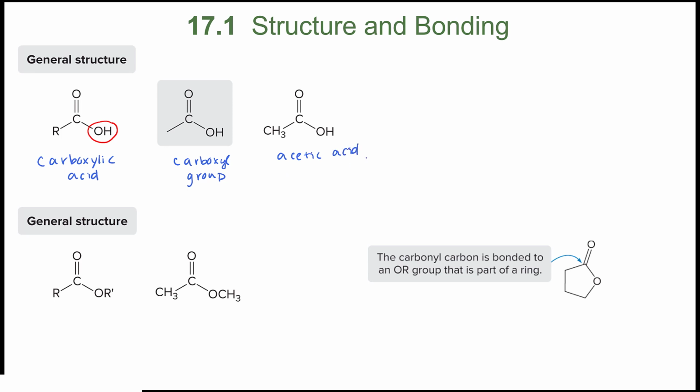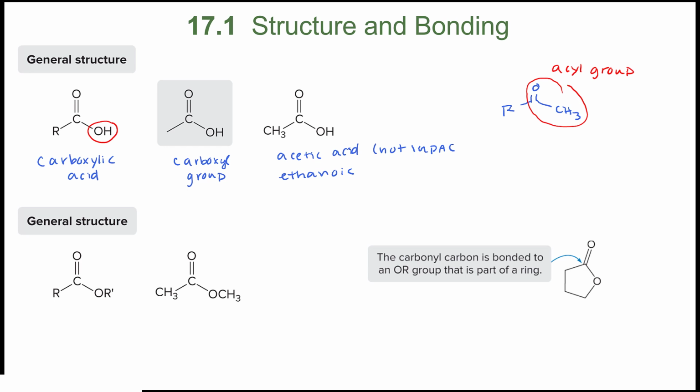Acetic acid is not the IUPAC name. That would be ethanoic acid. But commonly, if you have an R group with this carbonyl and a CH3 here, this is known as an acyl group. And that's where we get acetic acid from, or acetaldehyde.